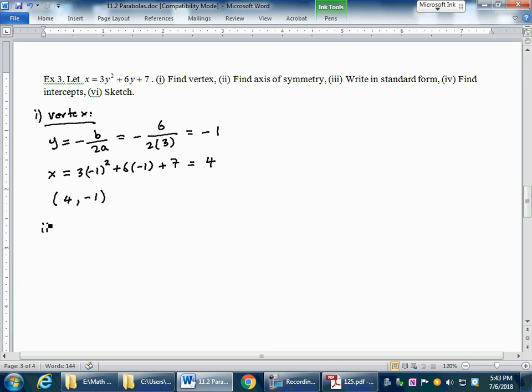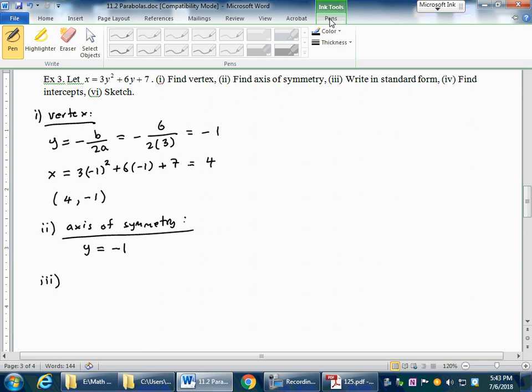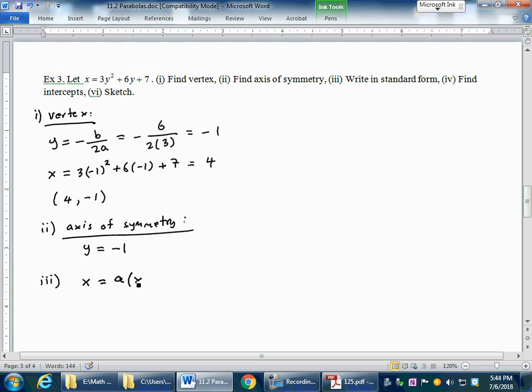Since this parabola is opening right, the horizontal parabola, the axis of symmetry is a horizontal line. So my axis of symmetry in this case is basically y is equal to the y coordinate of the vertex, negative 1. Now I can write down my standard form, which is x is equal to a times y minus k squared plus h. So that will be x is equal to my a is 3 in the general format, y minus my k is negative 1 squared plus my h is 4. So that will give me x is equal to 3 times y plus 1 squared plus 4.